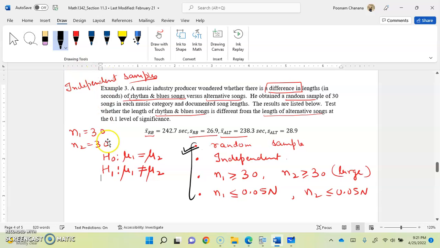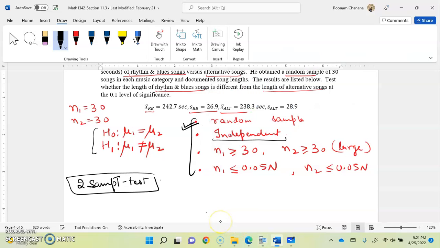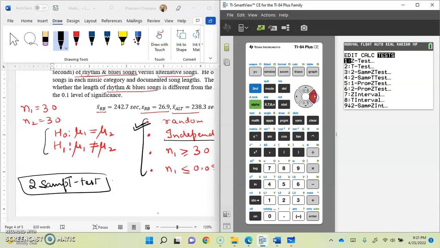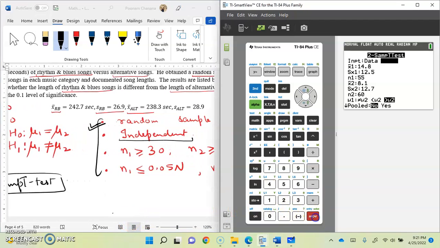We are good. So these are independent samples and we are checking the mean. That means we need to run a two-sample t-test on the calculator. So let's open our calculators. Go to stat, go to tests. Two-sample t-test is at number 4. We are given the stats in this question, so we're going to keep highlighting Stats.